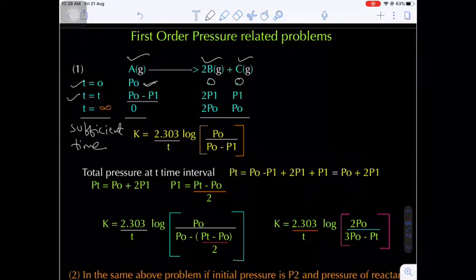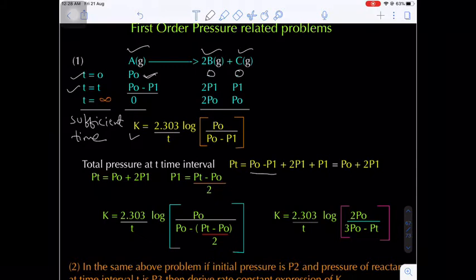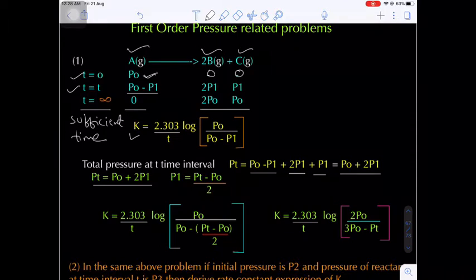Now what is the rate constant expression? K is equal to 2.303 divided by T log of the initial concentration P0 divided by P0 minus P1, that is the concentration of the reactant at a certain time interval T. Now what is the total pressure at time T? That will be equal to P0 minus P1 plus 2P1 plus P1. So overall it becomes P0 plus 2P1. Pt is the total pressure at time interval T. Now from here I want to find the P1 value.